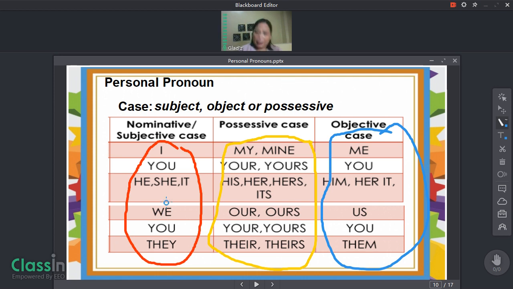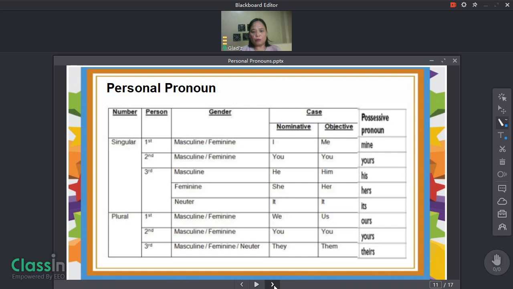So, vice versa, pronouns under the subject case cannot be used also as the possessive case or objective case of pronouns. Is it clear? So, let us now move on. Look at the table for the personal pronouns depending on their number, person, gender, and then cases.